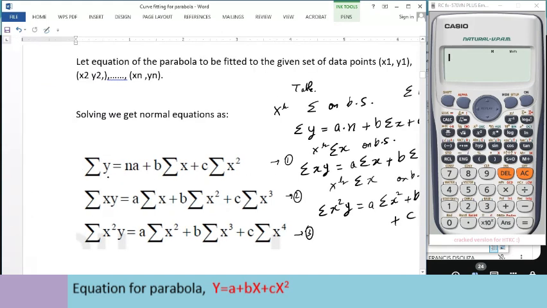Please write down this, students. Normal equations: summation of y is equal to na plus b into summation of x plus c into summation of x². First equation. Second equation: summation of xy is equal to a into summation of x plus b into summation of x² plus c into summation of x³. Similarly, summation of x²y is equal to a into summation of x² plus b into summation of x³ plus c into summation of x⁴. Okay, students, you have written.